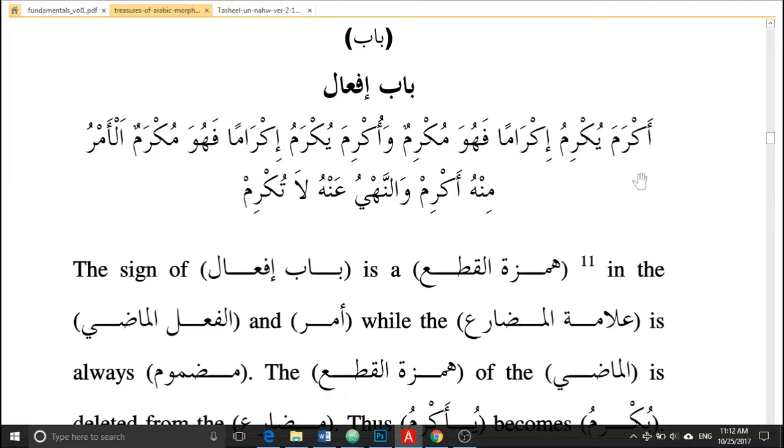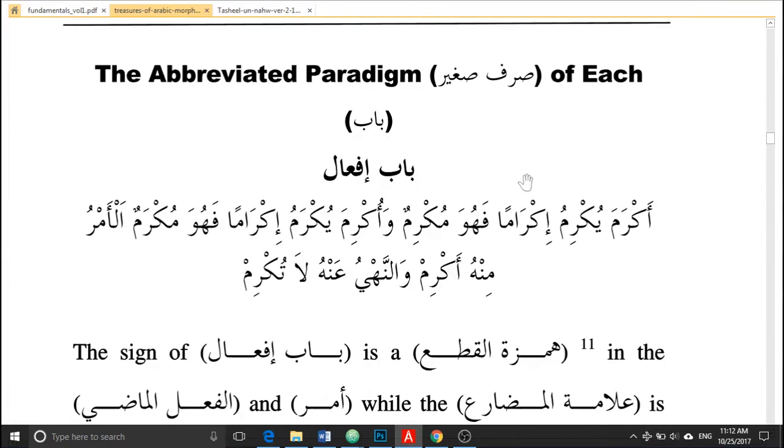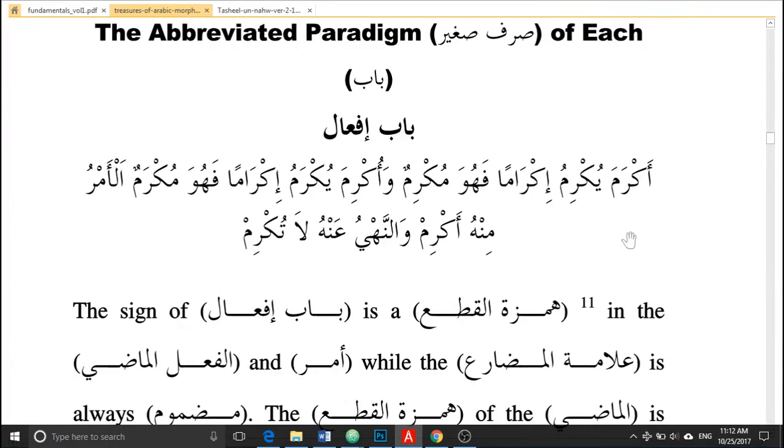So try to study inshallah this bab, and remember the sarf saghir. This is the sarf saghir. Akrama yukrimu ikraman. See if you remember ikram, if it is from the fa'al. Mukrimun, the person who is doing the ikram. Mukrimun is the fa'al, and these are the ukrimu, yukramu is majhul.